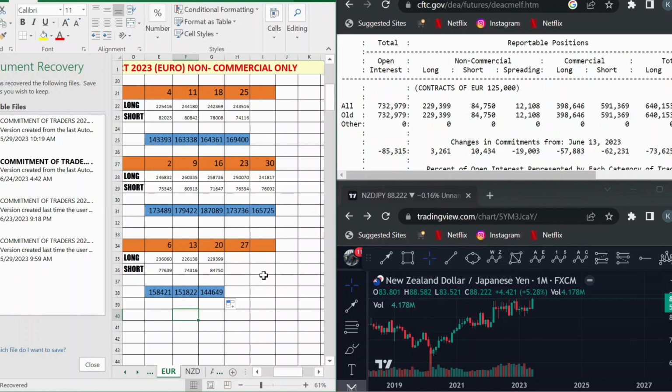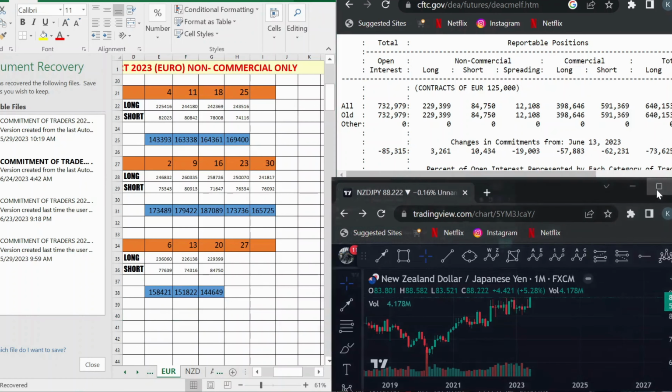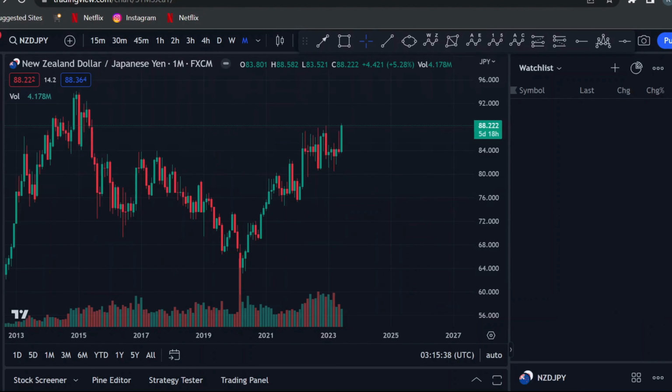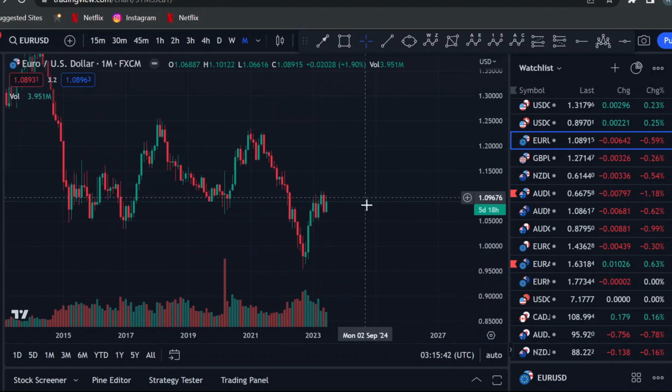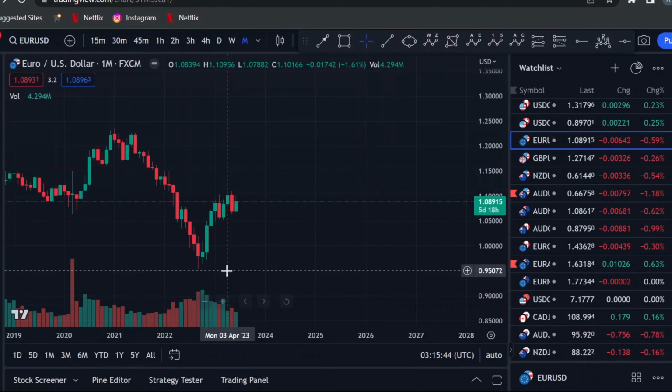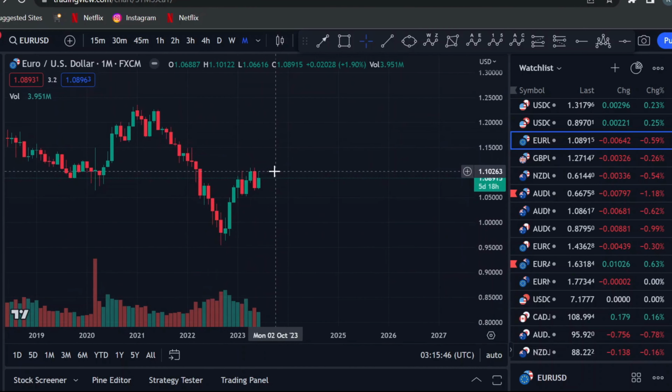Some of the euro pairs, like Euro USD, seems the trend is bearish. See, the last monthly candle was extremely bearish, and we wait to see for the close of this month.